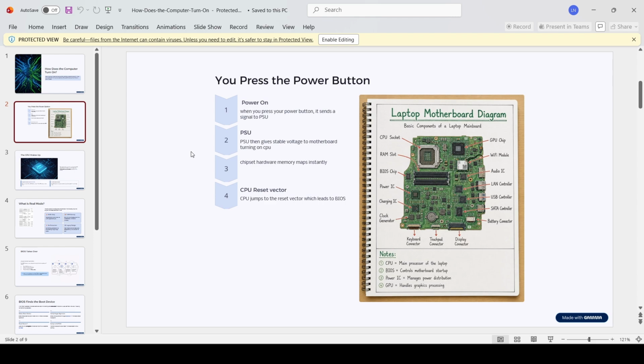After the CPU has turned on, it jumps to a reset vector. So what does reset vector mean? It is an address at the top of the 4 GB of memory, and it will eventually hold the address of the BIOS, which the CPU will jump to. So that's it for this slide. Let's go to the next slide.